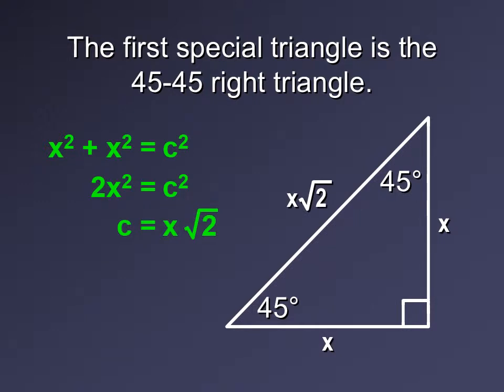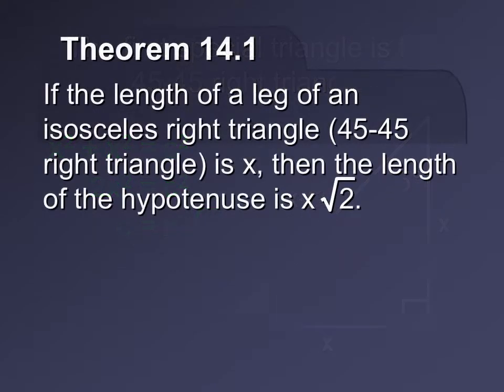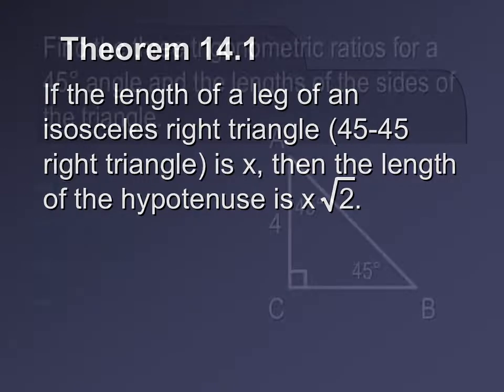So no matter what our side is, we're going to know that the other leg is the same, and then our hypotenuse is just going to be the length of that side next to a square root of 2, and that will always be our answer any time you have a 45-45 special triangle. Okay, so the theorem that we just proved says that if the length of a leg of an isosceles right triangle, which is 45-45, is x, then the length of the hypotenuse is x square root of 2.